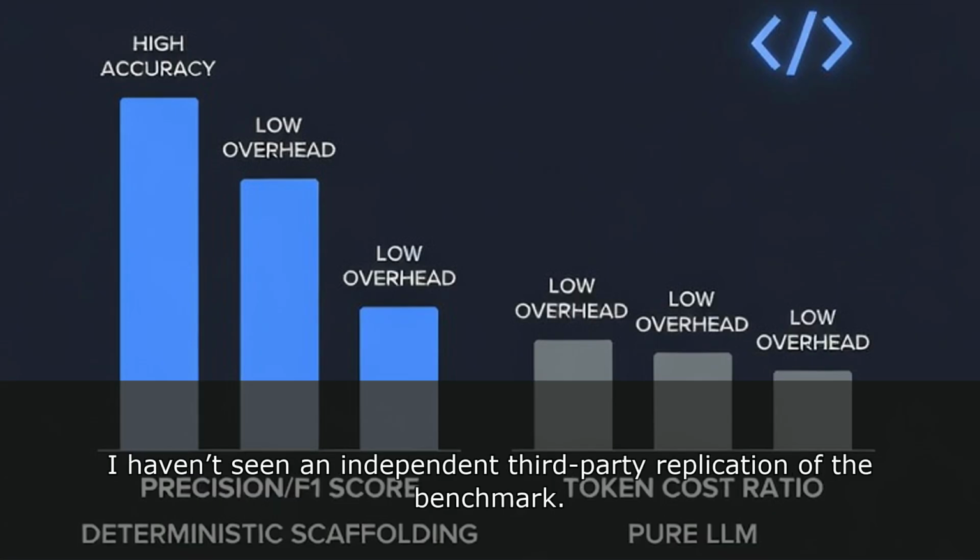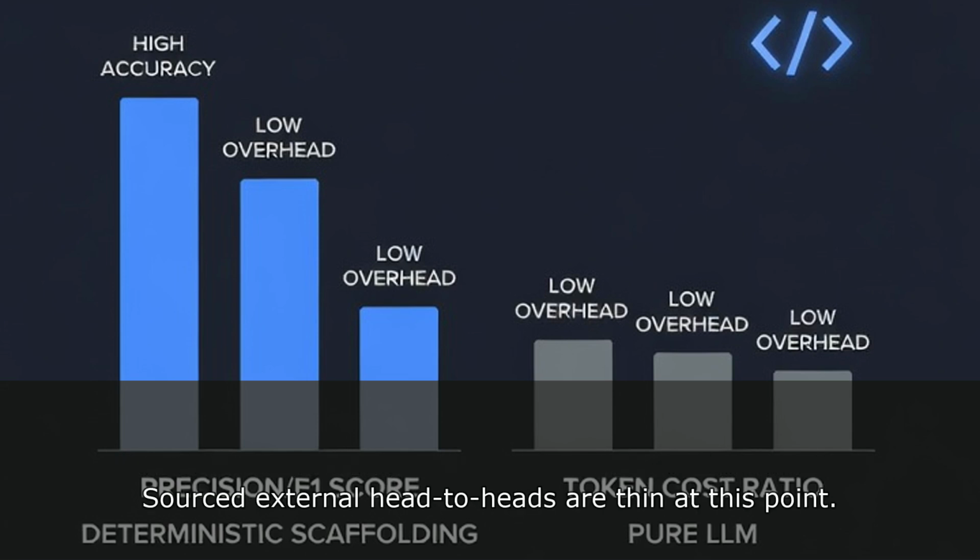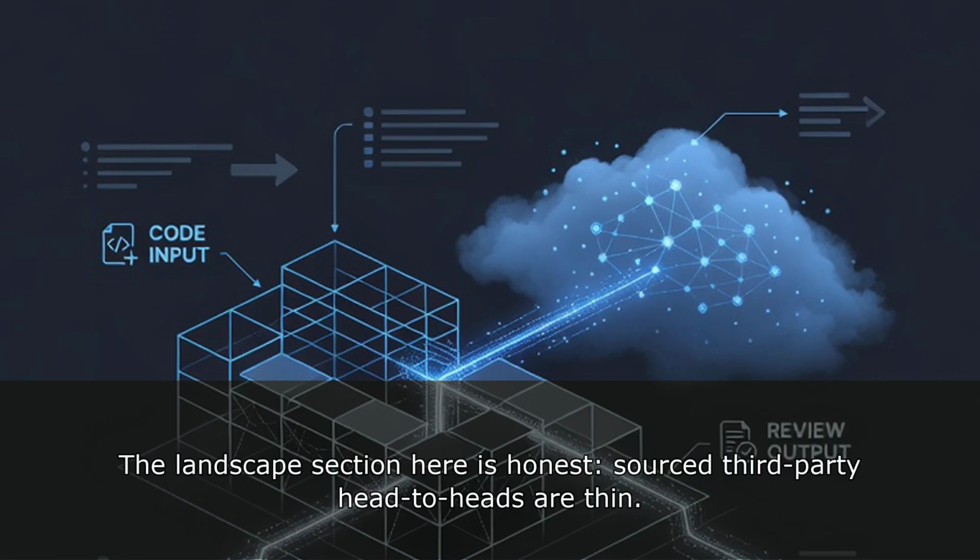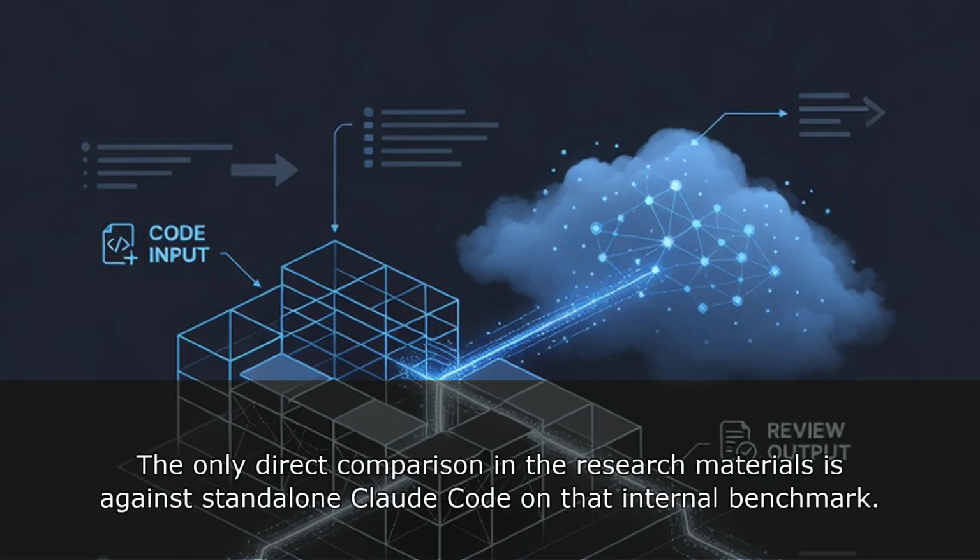I'll flag the confidence here. These numbers come from Alibaba's own README and documentation. I haven't seen an independent third-party replication of the benchmark. Sourced external head-to-heads are thin at this point. Take the absolute numbers as directional, not gospel. The landscape section here is honest. Sourced third-party head-to-heads are thin. The only direct comparison in the research materials is against standalone Claude Code on that internal benchmark. So I'm not going to hand you a short list of competitors and pretend I've done the analysis.